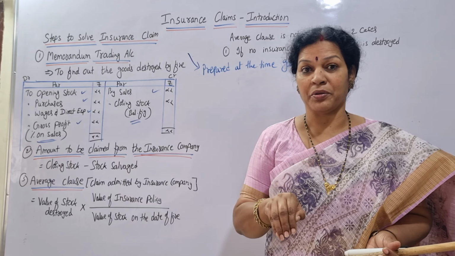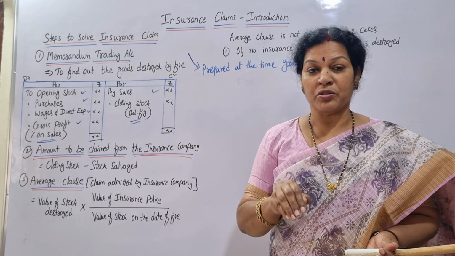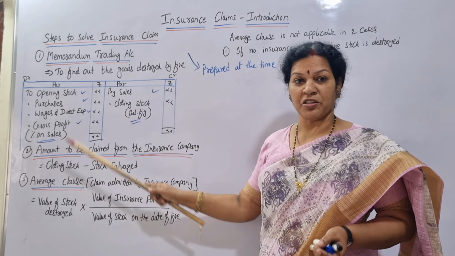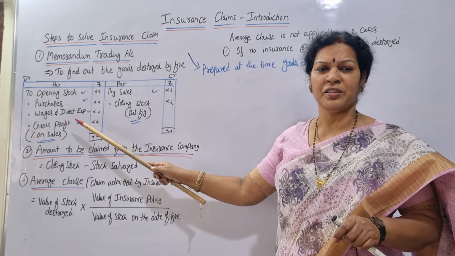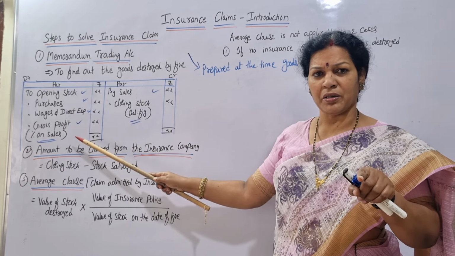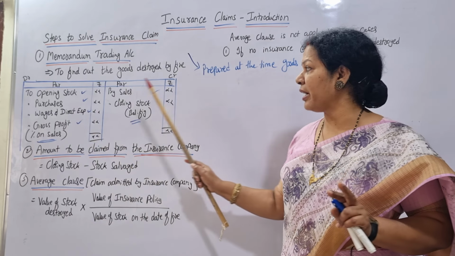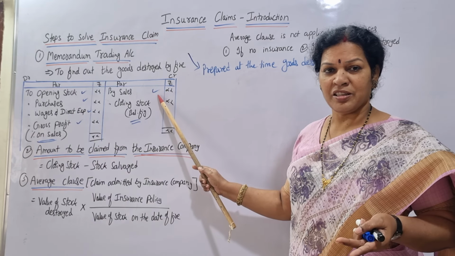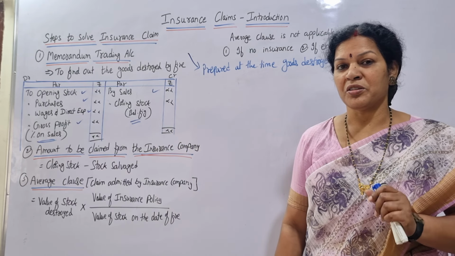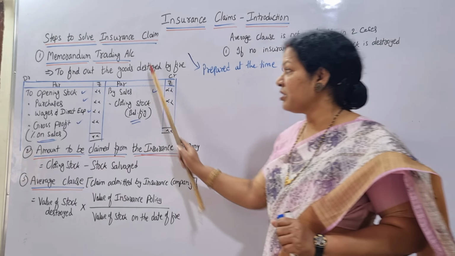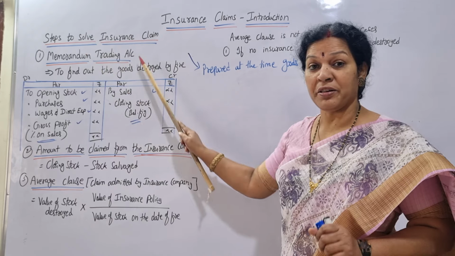We are finding out the closing stock by writing all the transactions: opening stock, purchases, wages and any other direct expenses. Closing GP is also given in the problem, that you are calculating based on the sales. Sales is also given. So what you are getting? Closing stock. So this is the first step, memorandum trading account.